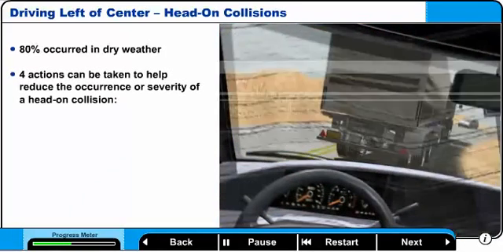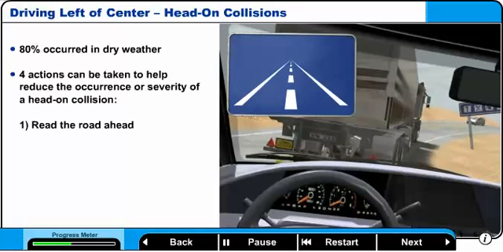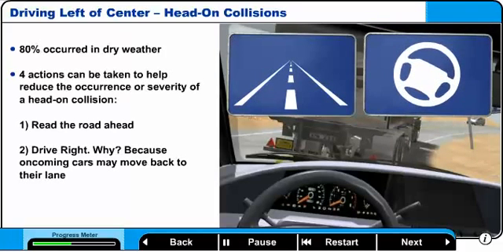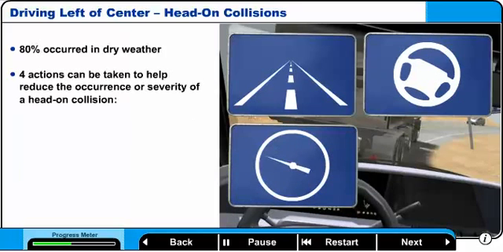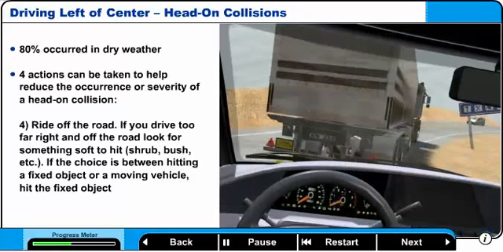4 actions can be taken to help reduce the occurrence or severity of a head-on collision. They are the 4 R's. Read the road ahead. Keep looking ahead for potential hazards. Drive right. Why? Because oncoming cars may move back to their lane. Reduce your speed and ride off the road. If you see a vehicle coming towards you head-on, move off the road to avoid the collision. If you drive too far right and off the road, look for something soft to hit, such as a shrub or bush. If you have a choice between hitting a fixed object or a moving vehicle, hit the fixed object.